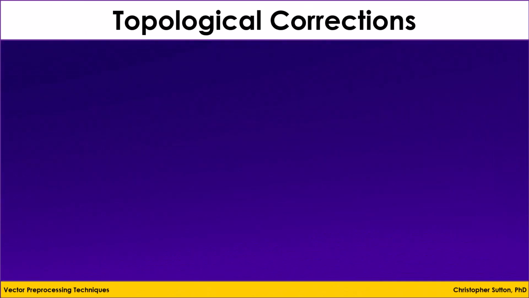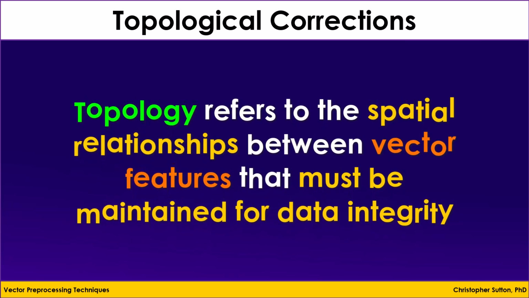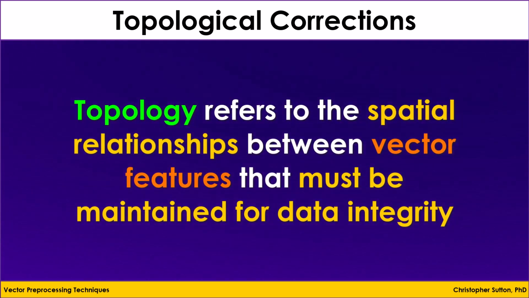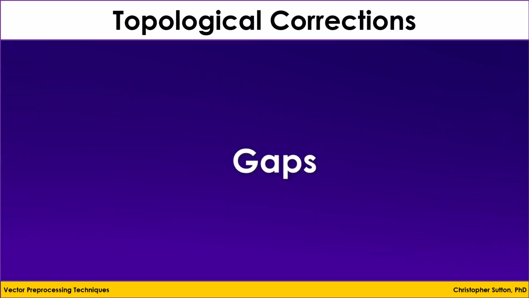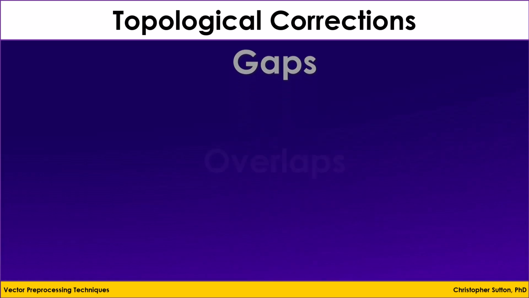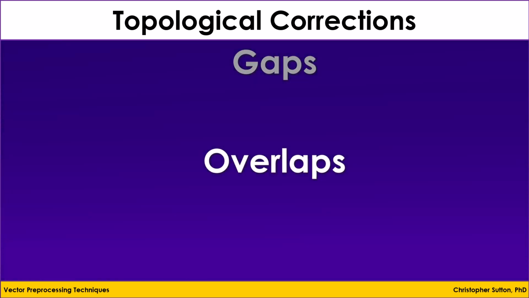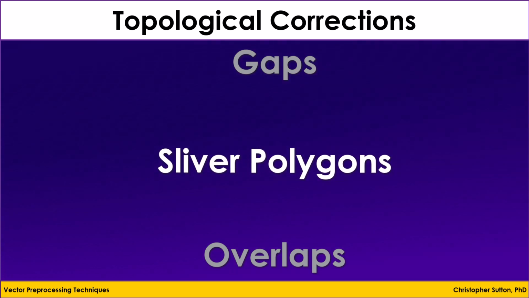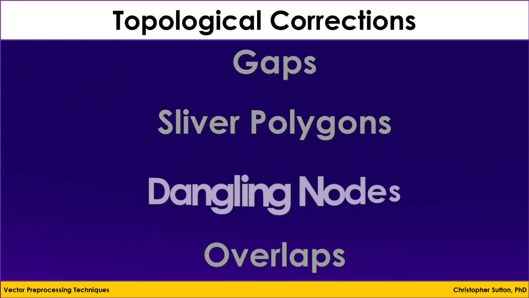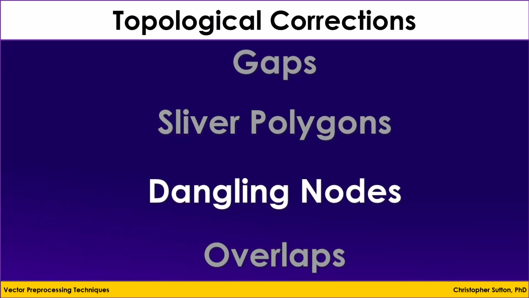There are topological corrections that are done. Topology in GIS refers to the spatial relationships between vector features that must be maintained for data integrity. Topological correctness ensures that spatial analyses produce valid and consistent results. Common topology errors that must be addressed include gaps, which are spaces between polygons that should be adjacent. Overlaps, where we have polygons covering the same space. Sliver polygons, where we have narrow, unwanted polygons that result from imperfect boundaries. And dangling nodes, lines that do not connect to others when they should.